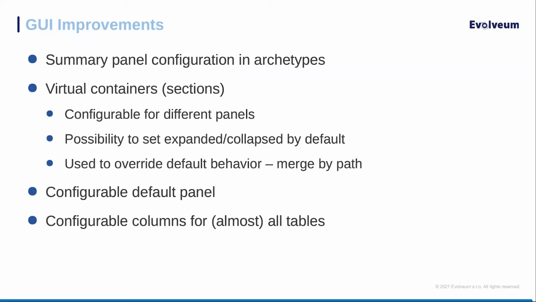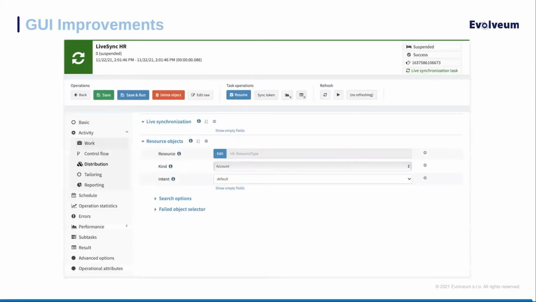Since Tesla, most of the tables can be customized. For example, you can add another columns to assignment tables, shadow table, and so on. It is also possible to define which panel will be shown as a default one after opening details page. For example, in the picture, there is a live synchronization task details page where the default panel is set to show work definition.